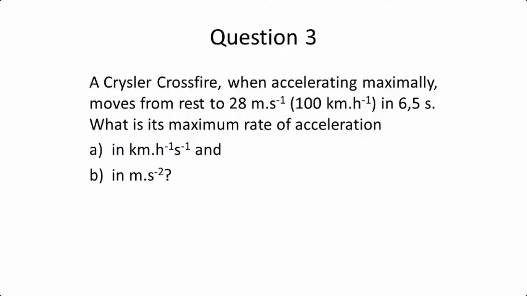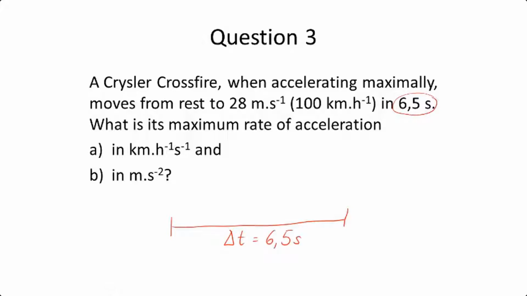Question 3. A Chrysler Crossfire, when accelerating maximally, moves from rest to 28 meters per second, which is 100 kilometers per hour, in 6,5 seconds. So here we have the interval. Let's put in all the information we know. It takes 6,5 seconds for this interval.